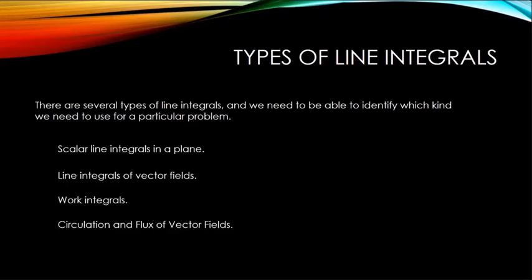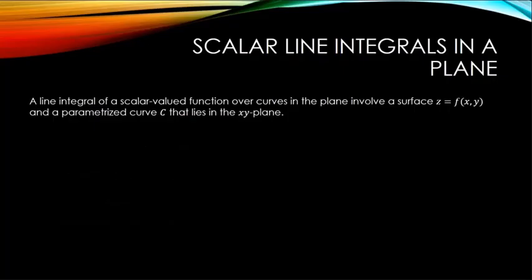what we're working with. So when I'm working with scalar line integrals in a plane, I want a line integral of a scalar valued function over a curve in a plane that involves a surface given by z equal to f(x,y) and a parameterized curve C that lies in the xy plane. To begin with, I'm going to assume that f(x,y) is greater than or equal to 0 for all (x,y) on the curve, but I don't have to limit myself. It just makes it easier to set up the things we're going to use.